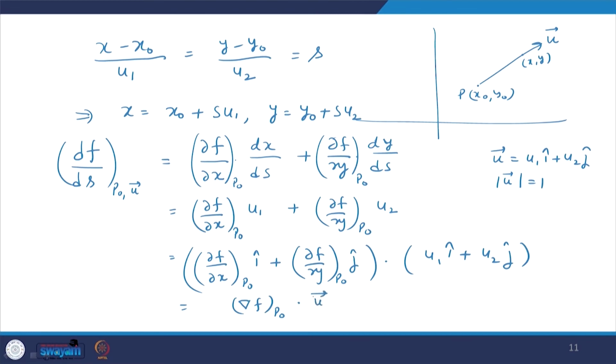So, we can say that if the first order partial derivative of the function exists, then the directional derivative of f at a point p naught in the direction u is nothing but the dot product of the gradient of f at that point with the unit vector along that direction, the direction in which we want to find the directional derivative of f.